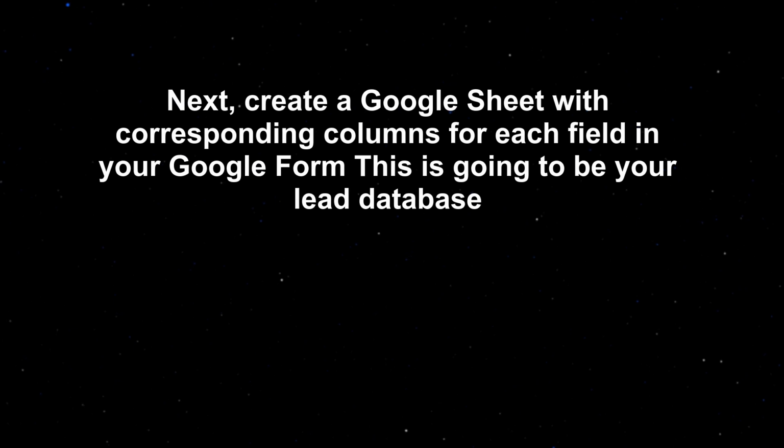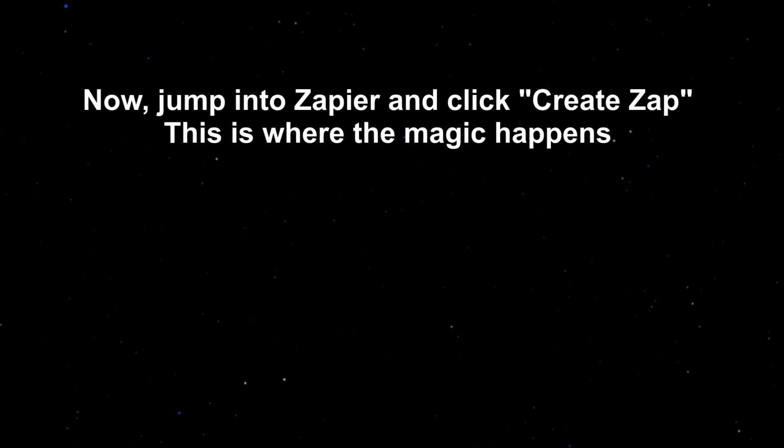Next, create a Google Sheet with corresponding columns for each field in your Google form. This is going to be your lead database. Now, jump into Zapier and click Create Zap. This is where the magic happens.